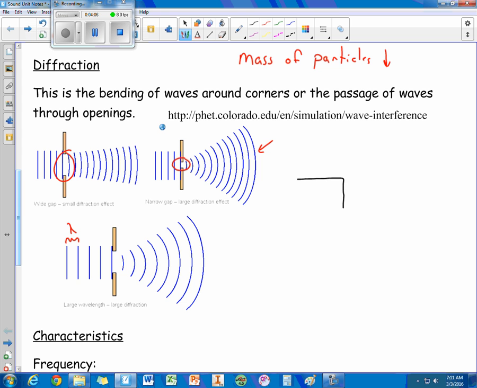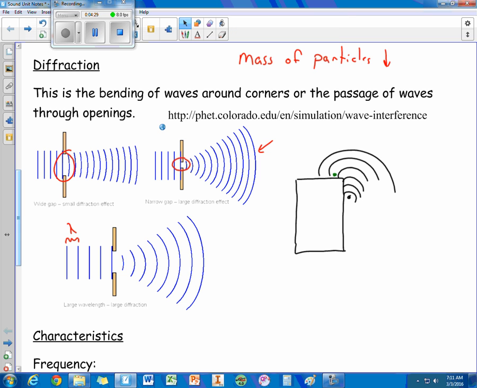So let's say I have a corner of a building, and I have a source of sound. That sound will bend around so that if there's another observer right here, they will be able to hear the sound from the source. So again, this is diffraction. There is some math with this. I might pull it up when we discuss these notes again in class, but I don't think you'll have to do a whole lot of calculating for this, just an understanding of what diffraction is.